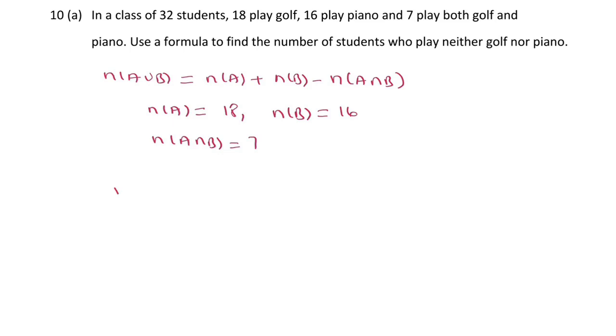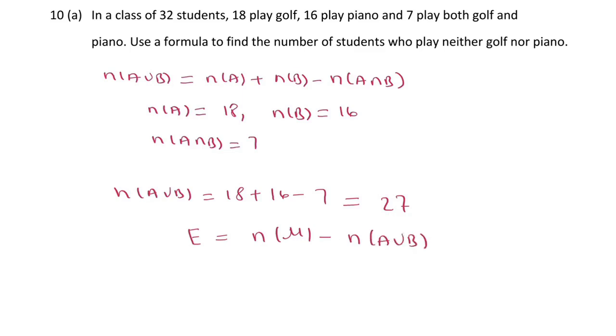Now let us substitute those values. Number of A union B is going to be 18 plus 16 minus 7. Solving this, we are having 27. Now to find the number of students who play neither golf nor piano, we are going to take the number of the universal set minus those who play either of the two. So here we are going to take 32 minus 27, of which solving this we are having 5. Therefore, 5 students play neither golf nor piano.